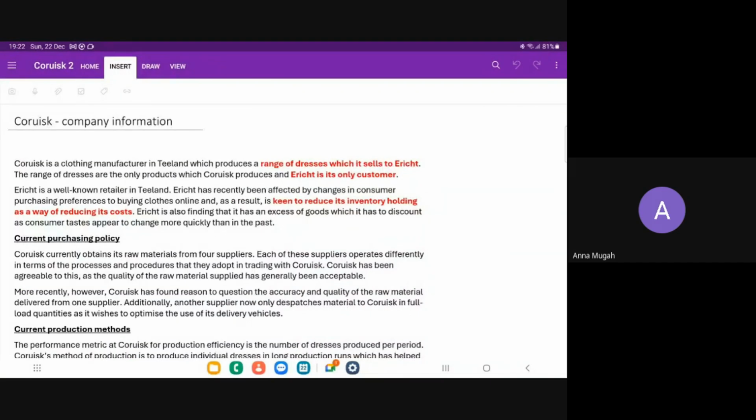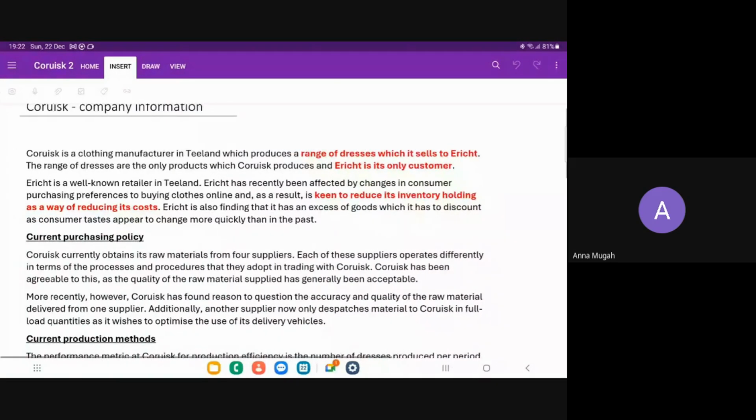Now let's just start with the question. Corsic is a clothing manufacturer in Thailand which produces a range of dresses which it sells to Erich. The range of dresses are the only products which Corsic produces, and Erich is the only customer. Can we identify any unusual thing? What the company is doing?